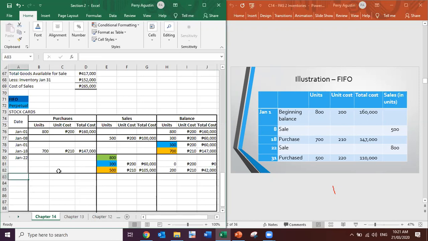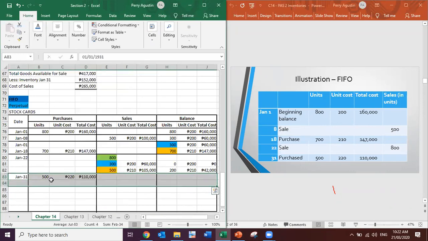Pero we have another purchases. We have purchases as of January 31. So on January 31, saan natin lalagay yung purchases? Under the purchases column. So we have purchase of 500. Magkano daw siya? 220. So how do we compute that? We just simply multiply the two. 500 times 220. So that's 110. So again, we will sum that up together in one column.